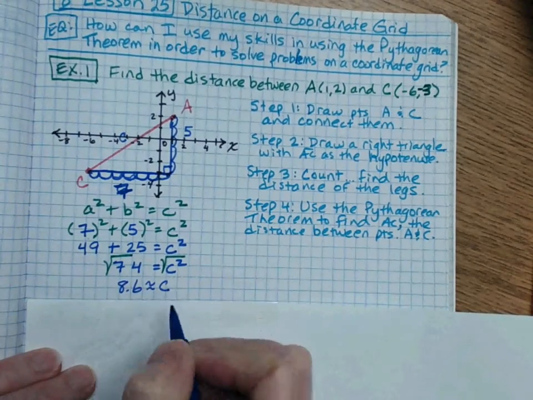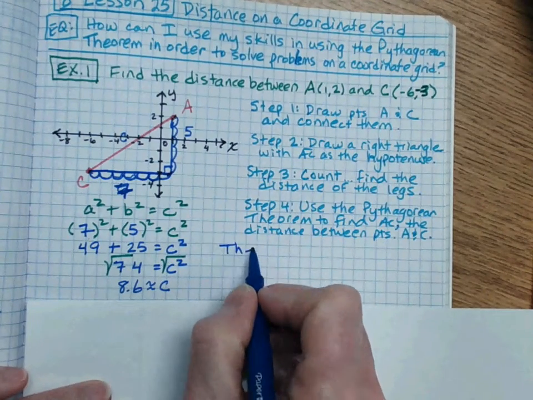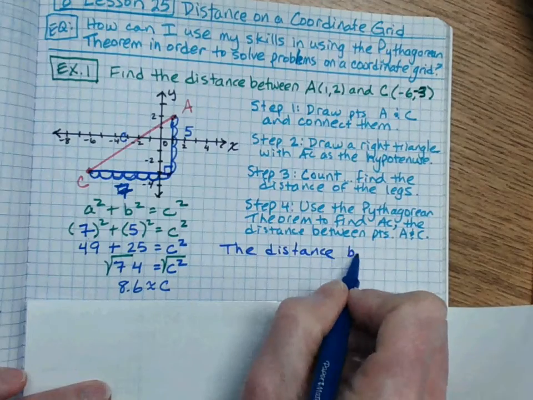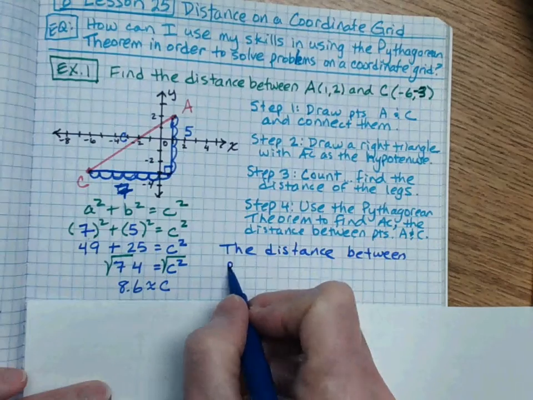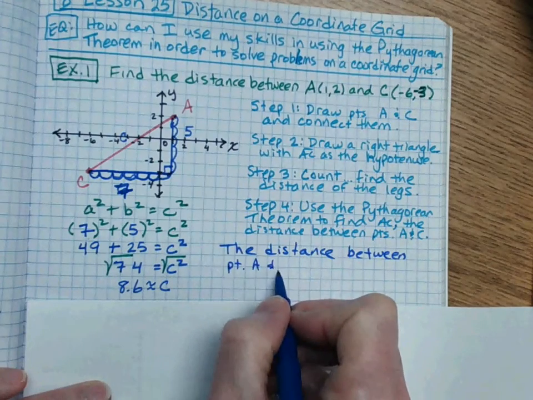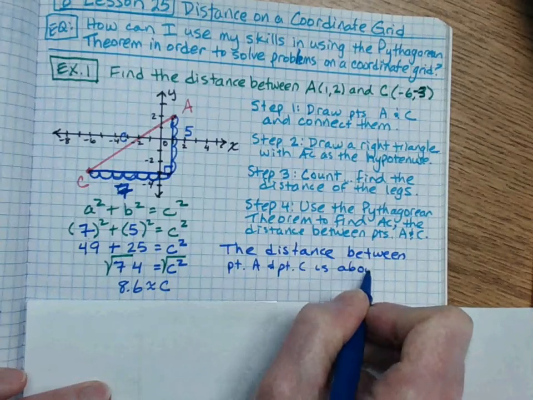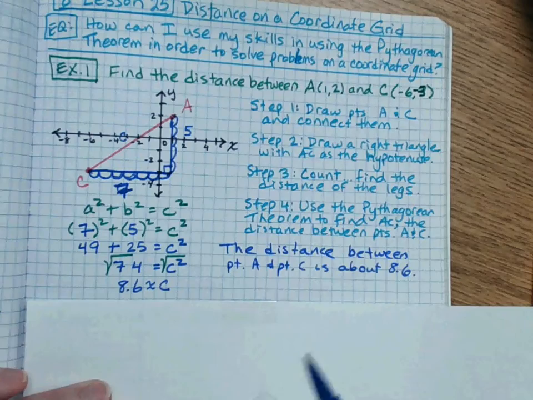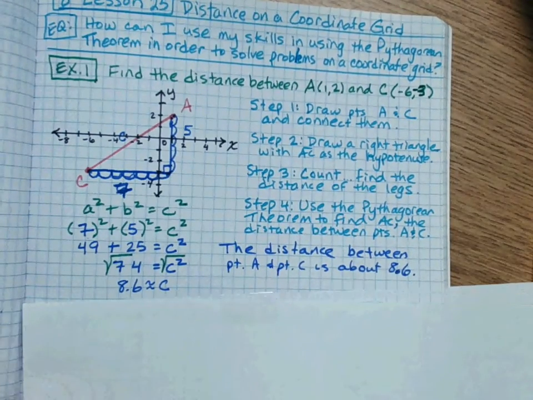All right, so I could say the distance between point A and point C is about 8.6. All right, so we're using the Pythagorean theorem to find the distance between 2 points.